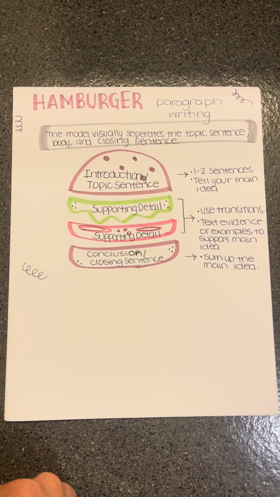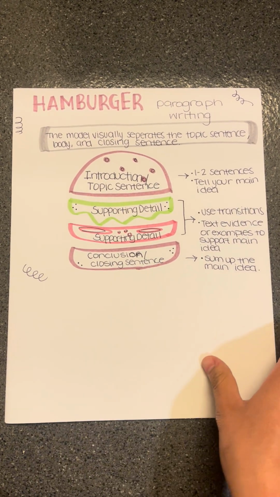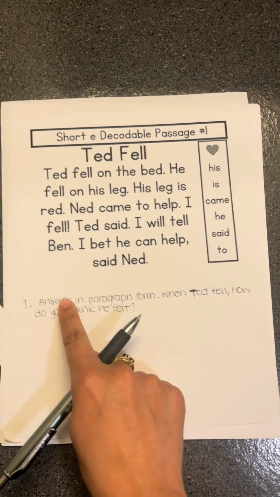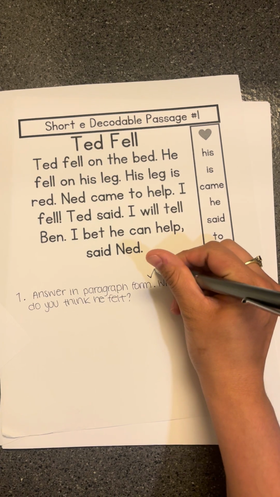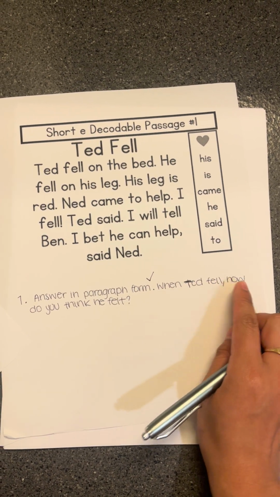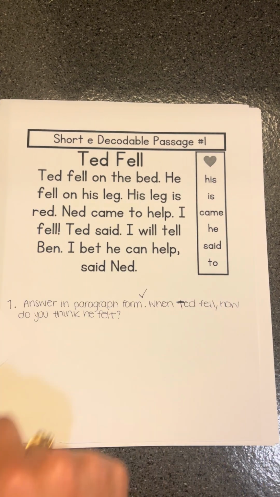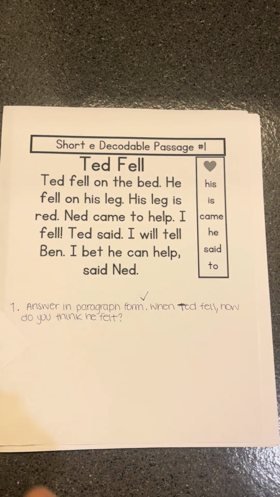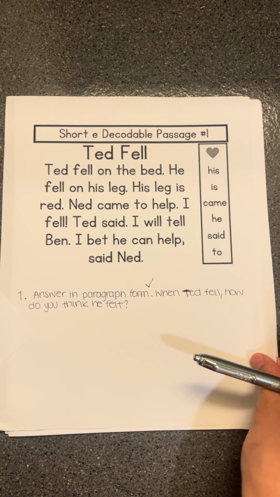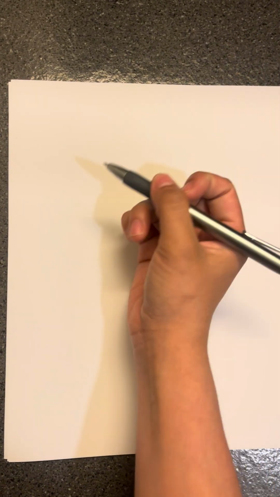All right, so I'm going to start this by doing my first sentence. My first sentence, I'm going to look back at my question. So we're answering in paragraph form. Okay, so we know that. When Ted fell, how do you think he felt? Obviously from the reading, we know that Ted fell, and it's also in the title of our passage. So for this one, I'm going to restate our question.